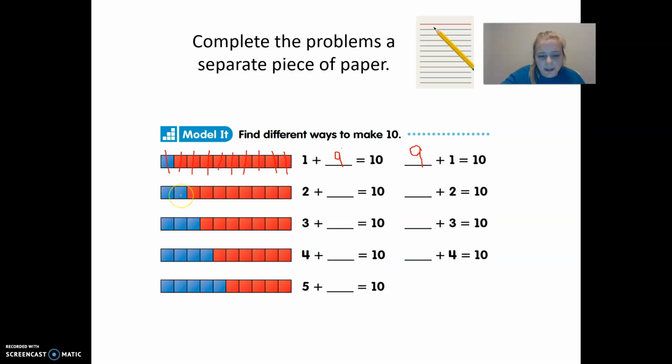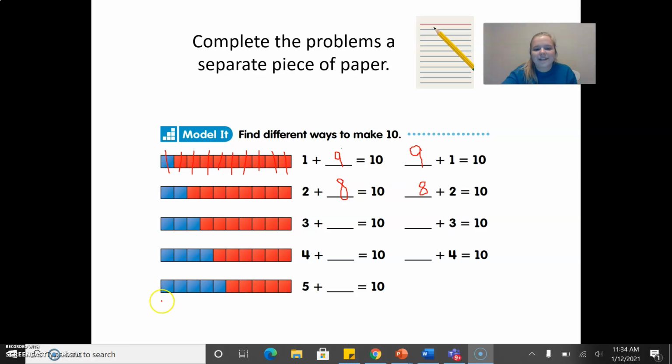I see I have 2 blue blocks. Let's count the red. 1, 2, 3, 4, 5, 6, 7, 8. So I have 2 plus 8, which equals 10. Okay, and then over here I want to know blank plus 2 equals 10. Well, I can just flip-flop my facts, right? If I know that 2 plus 8 equals 10, then that means that 8 plus 2 also equals 10. Okay? I want you to pause the video and do the next few by yourself on your separate sheet of paper. Press play when you're ready to keep going, okay?